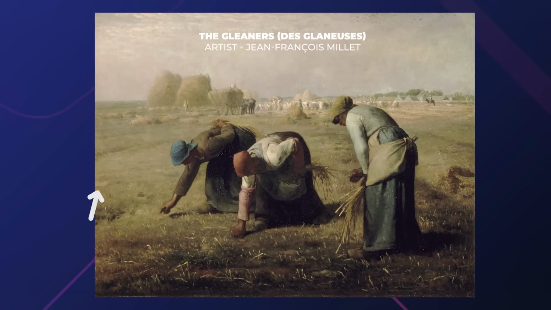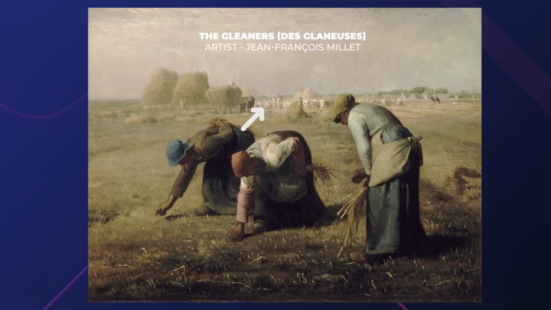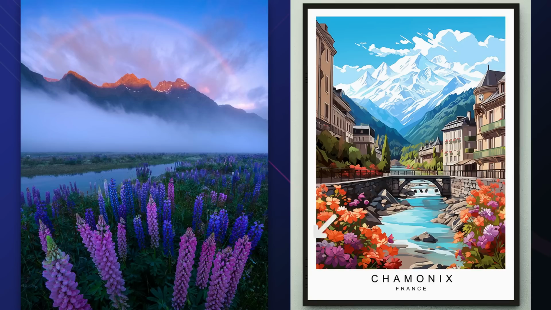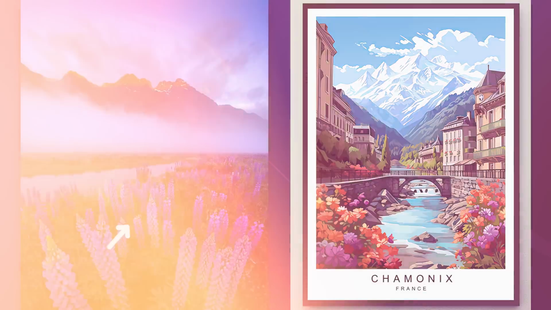Note how objects that are smaller and further away are typically placed higher up in frame, while closer objects are positioned towards the bottom. In photography, this technique can be replicated by carefully choosing the placement and arrangement of elements within your composition to create a sense of perspective and distance.